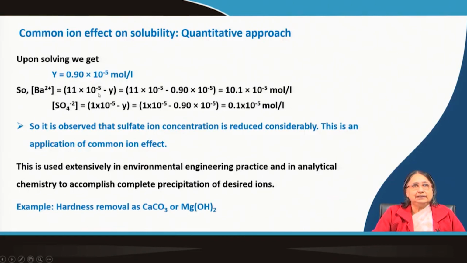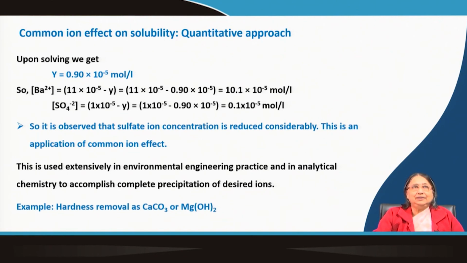So, what is the final concentration then? For barium it is this minus Y; after solving, it is 10.1 into 10 to the minus 5 moles per liter. What is the concentration of sulphate now? The final concentration is 0.1 into 10 to the minus 5 molar. Originally it was 1 into 10 to the minus 5 molar, but after adding barium chloride it is reduced almost 10 times. So, it is observed that the sulphate ion concentration is reduced considerably. This is an application of common ion effect. When the sulphate ion concentration is reduced, that means a lot of barium sulphate has been precipitated.